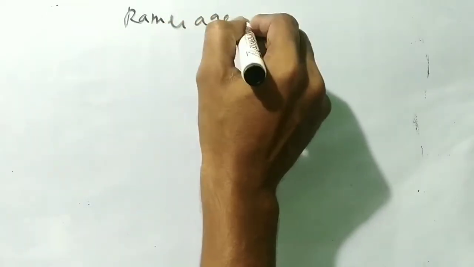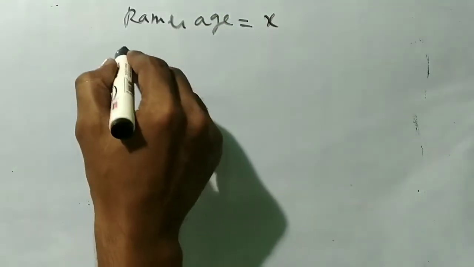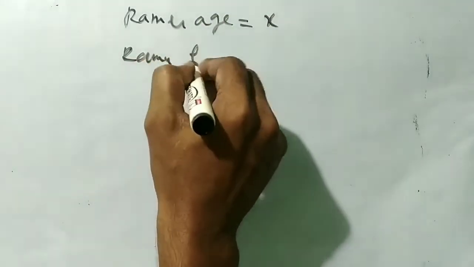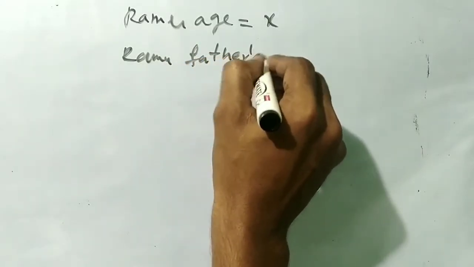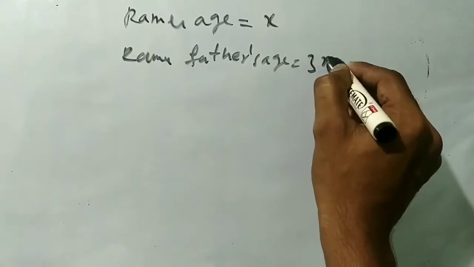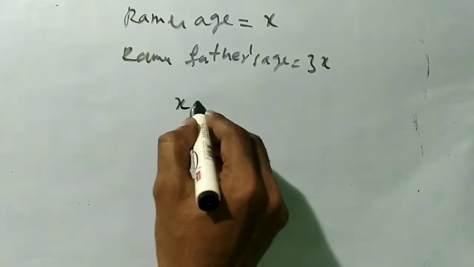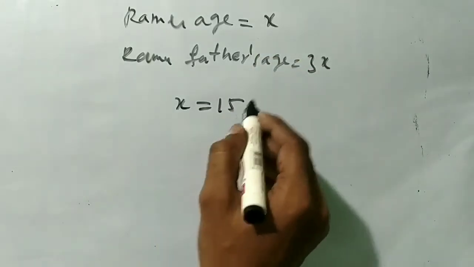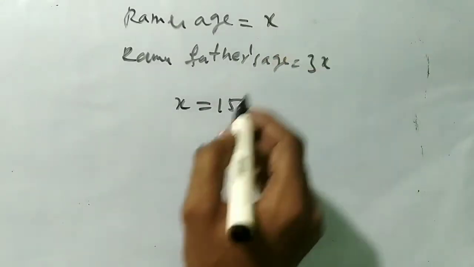Ramu's present age, we know that is x, and Ramu's father's age is 3x, because it is 3 times Ramu's age. We know already x is equal to 15. So here x is equal to 15. Ramu's age is 15.